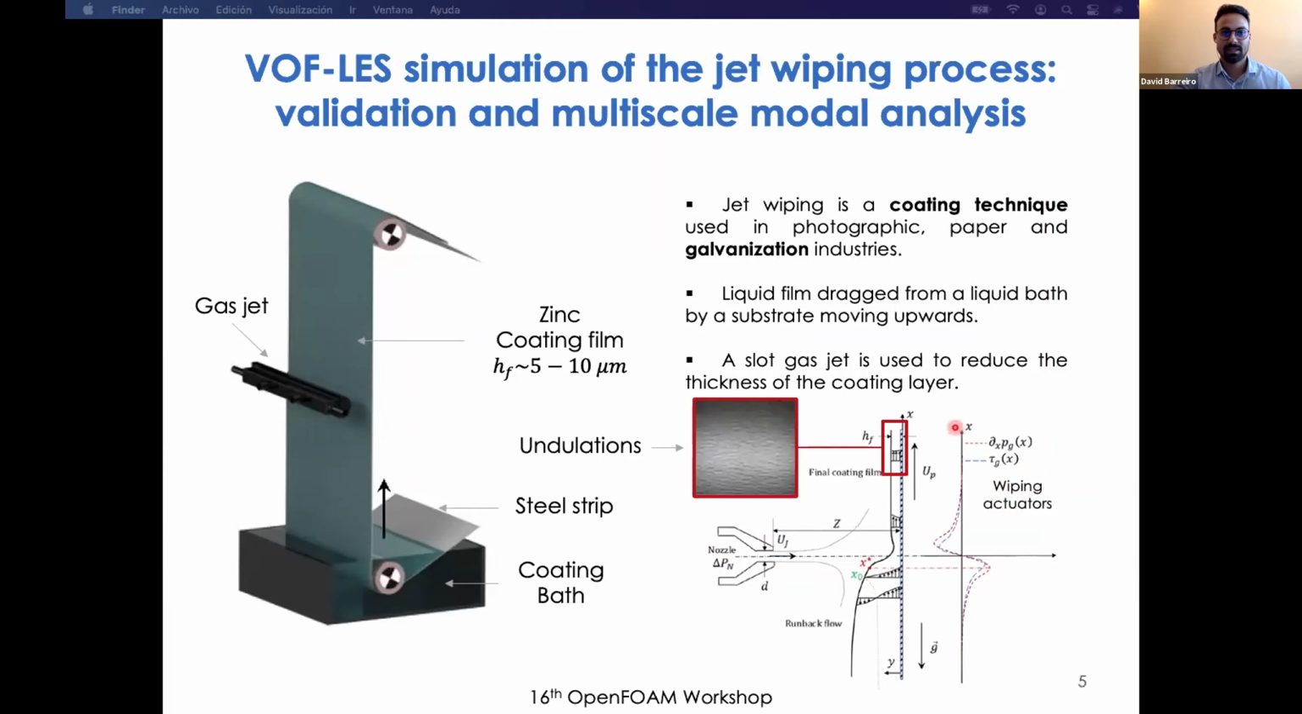The problem of this technique is that there is a gas-liquid interaction that is highly unsteady, and this leads to the formation of long wavelength patterns in the final film. These are known as undulations and have a high impact on the product quality. In this work, we numerically investigate the mechanisms responsible for the formation of these structures in the liquid.